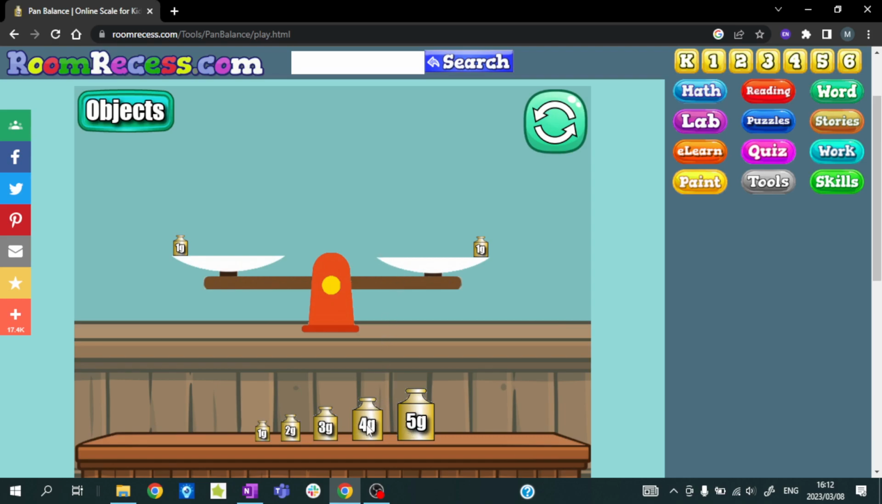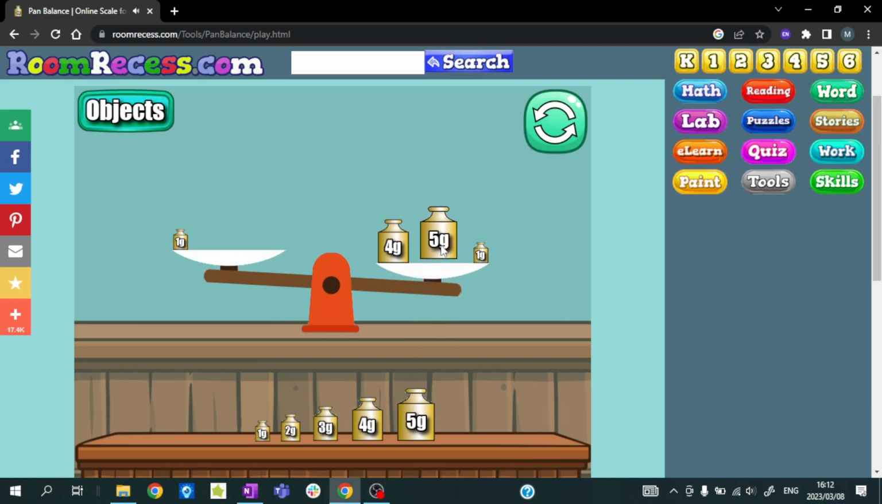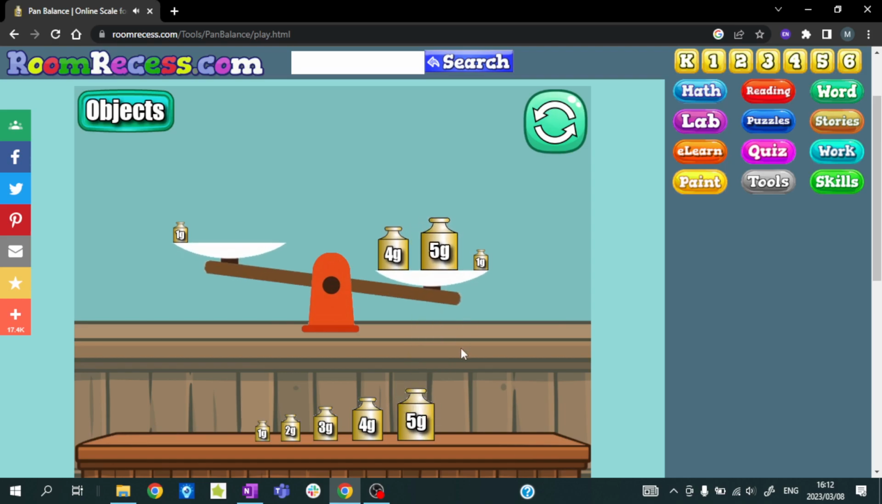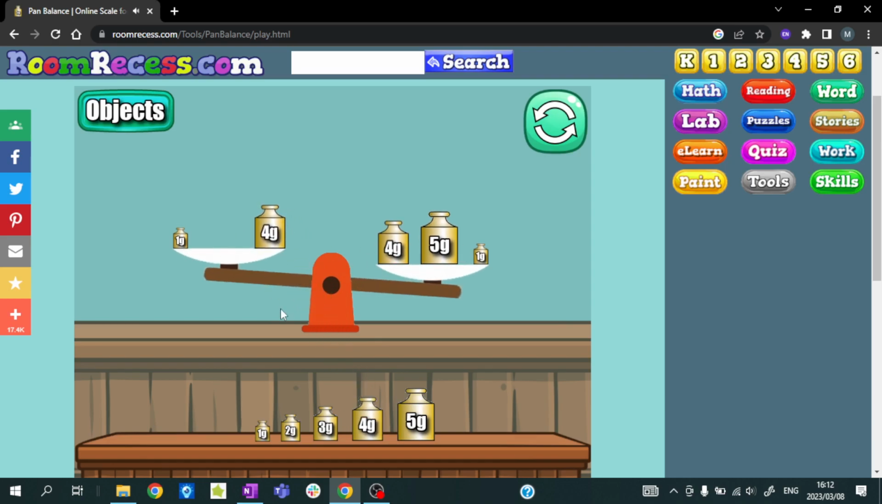So let's say, for example, we add another 4 grams to the right-hand side. We can see 4 plus 1 is 5. The equation is no longer balanced. If we add another 5, it's even more unbalanced. So now we've got 5 plus 5 is 10 versus 1. So let's add the 4 here so that it is 10 versus 5.